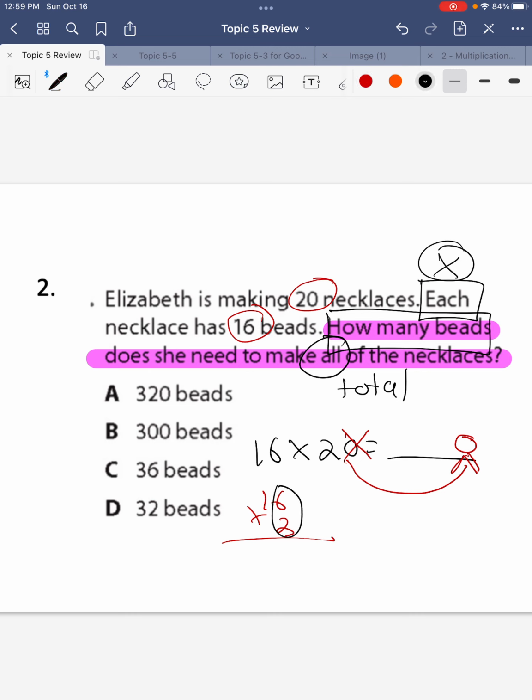6 times 2 is 12. Carry my 1, drop my 2. 2 times 1 is 3, plus 1 is 4. Oops, I did that wrong. 2 times 1 is 2, plus 1 is 3. Okay. I didn't see my answer there, so I had to go back and fix it.